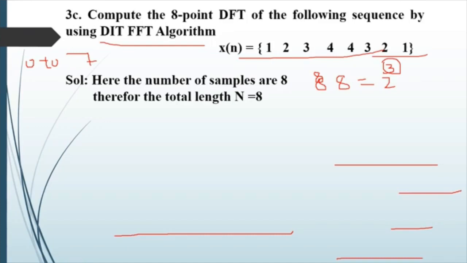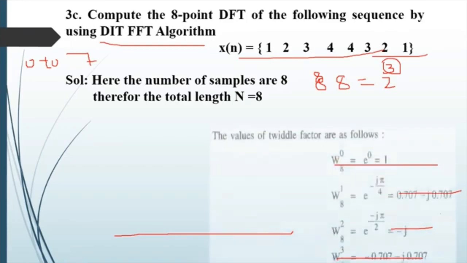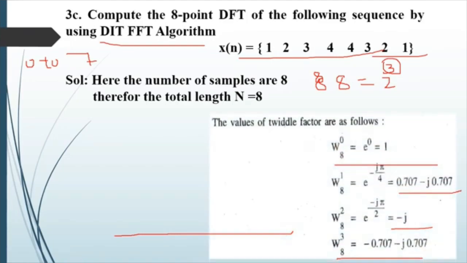In the given sequence x of n there are 8 samples present. So the method is the DIT FFT algorithm, and the number of samples is 8, so the total length of the given x of n is equal to 8. For n equal to 8, we can use a maximum of 4 Twiddle factors in the entire calculation. In all 3 stages, we are using 4 Twiddle factors. We are using radix 2 here. It is not mentioned, so it is the default: radix 2 DIT FFT algorithm.